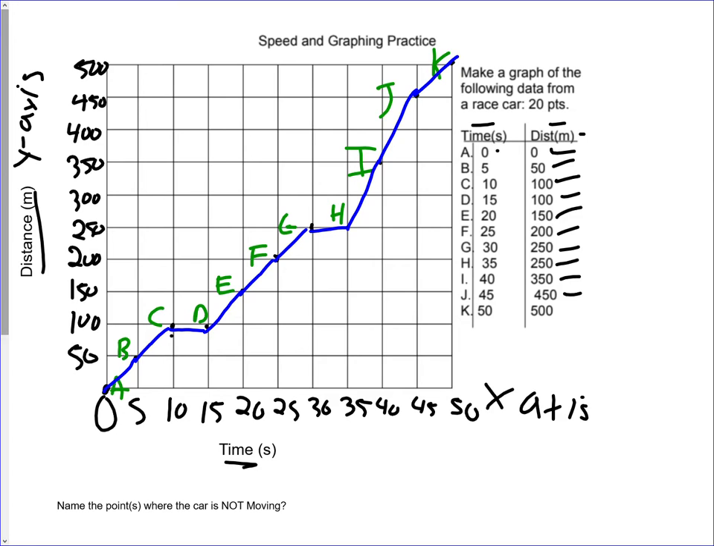So it's staying at the same distance. That's one thing we could mark down where the car is not moving. And the other points, if we take a look, are point G and H. So at 30 seconds it's at 250 meters, and at 35 seconds it's at 250 meters. So both of those are flat. If you notice, it's making a horizontal line, a flat line. So that means our distance did not change, so it did not move, okay?